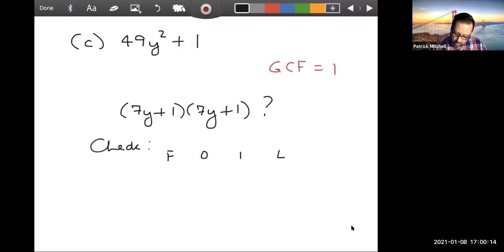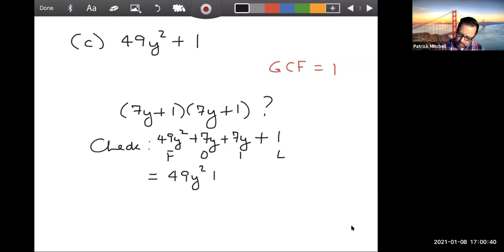7y times 7y is 49y squared. So far, so good. Outer would be 7y times 1, which is 7y. Inner would be 1 times 7y, which is 7y. Uh-oh. Last would be 1 times 1, which is plus 1. That part's good. Oh, but you see the problem with this, right? Now the middle terms don't cancel each other out. Oh, dear. Well, it was a good thought.